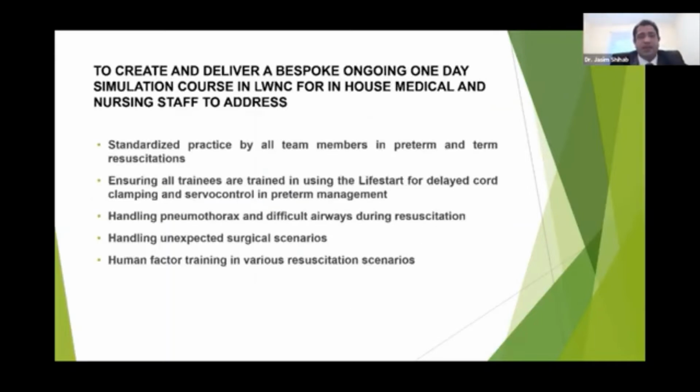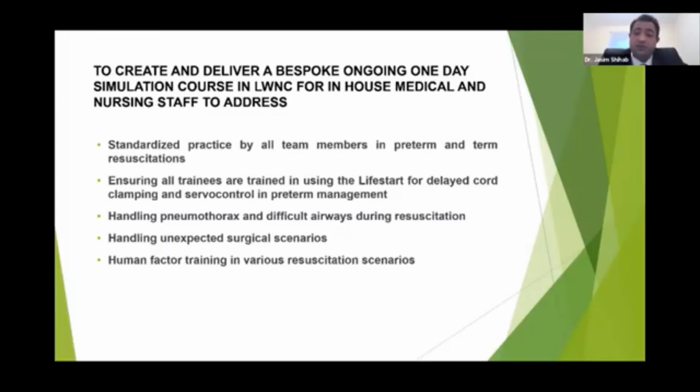So we had a think tank of around 3 neonatal consultants and took feedback from other consultant colleagues as well. And we thought we would do a bespoke simulation course in our unit for in-house medical and nursing staff to address standardized practice by all team members in preterm and term resuscitations, and ensure that all trainees are trained in using the LifeStart for delayed cord clamping and servo control in preterm management. Like I said, LifeStart is not used in all units in the country. Some units are still starting to use it.